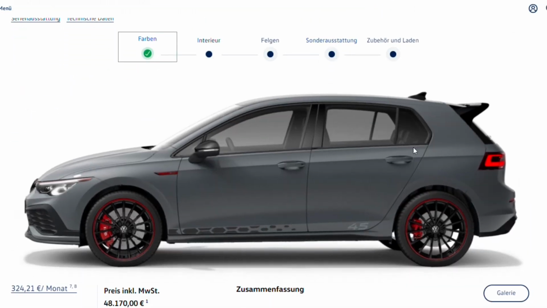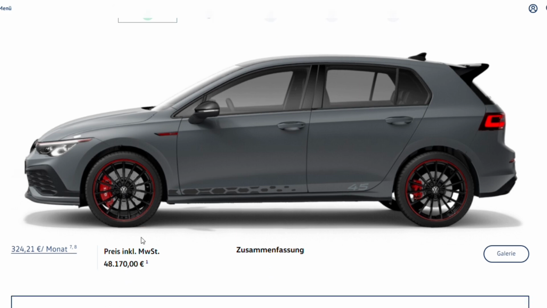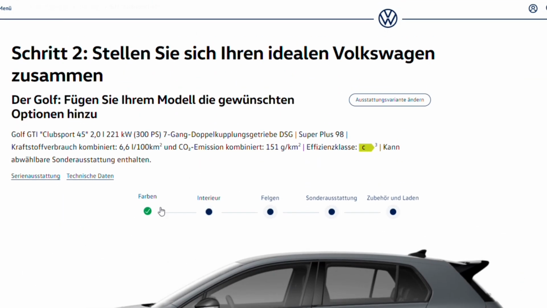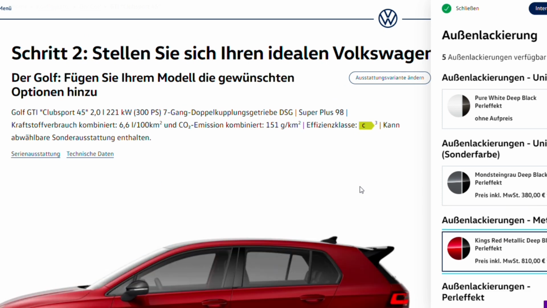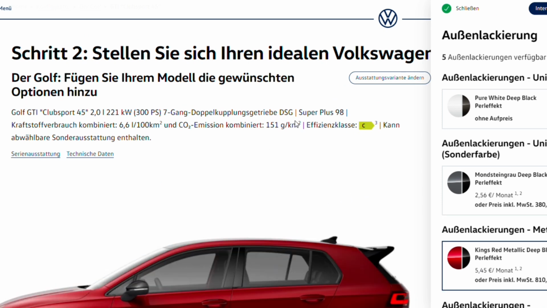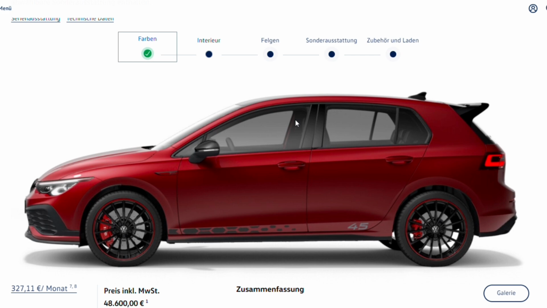Black spoiler, grey, hides the decals a little bit better, red ring around the wheel. I think it looks great. It's a really good looking car. Obviously increases the price to €48,000, but that's what you get. You can also choose King's Red Metallic, which I haven't seen too much of, but that looks good to me. In fact, I might be sold on that car colour. If you're getting more of a special car, go for it. I think it blends well with the red brake calipers.